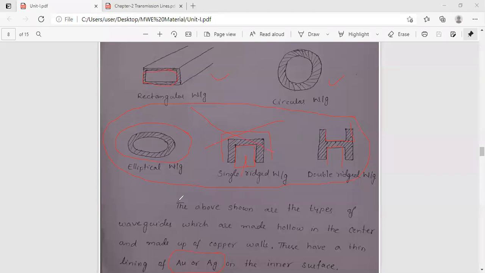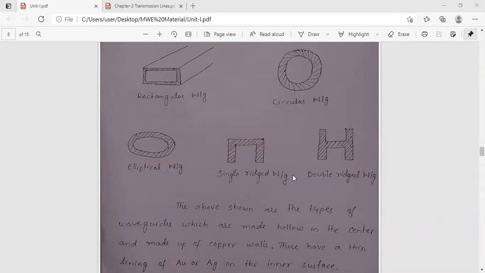So it is coated with either gold or silver, so it is costlier. This is expensive, and that is the basic reason why the cost is very high, and that is considered a major drawback.